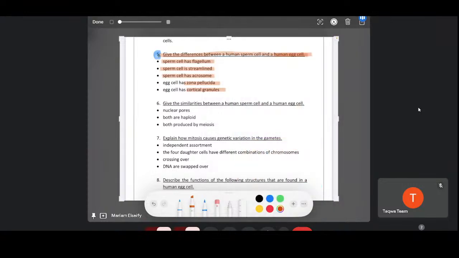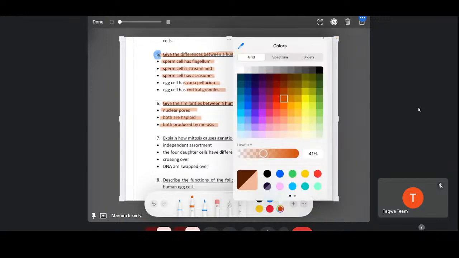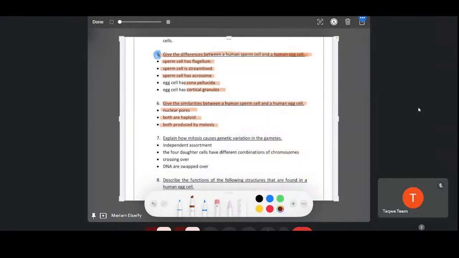Okay, question number 6. Give the similarities between a human sperm cell and a human egg cell. They both have nuclear pores, both are haploid, and both are produced by meiosis. So again, let's have this color. The differences are these. The similarities are these.